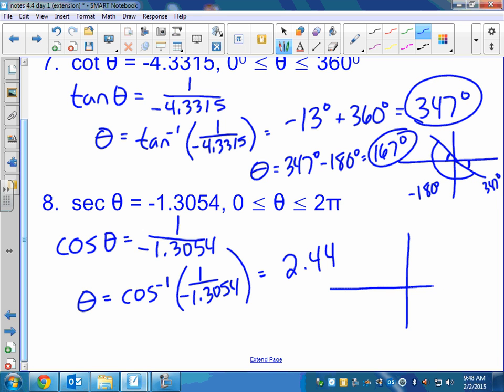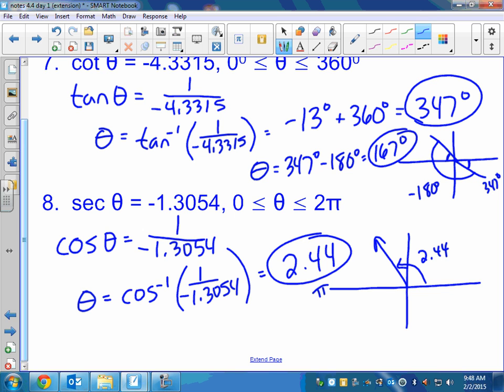Cosine is x. Think about this is pi. So 2.44 would be less than pi. So I'm just going to draw this in. I don't really know where it would be, but this would be like the angle that I just got, 2.44. Again, every time that you do this, your calculator will give you one answer. If that answer is negative, you're probably going to have to add 360 or add 2 pi to it to make it positive. But for secant and cosine, it gives you the angle in quadrant 2.